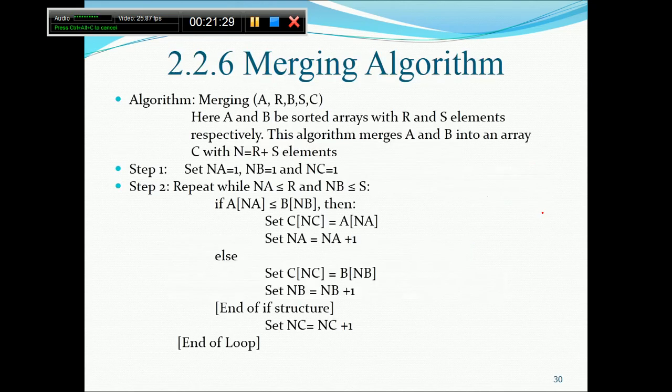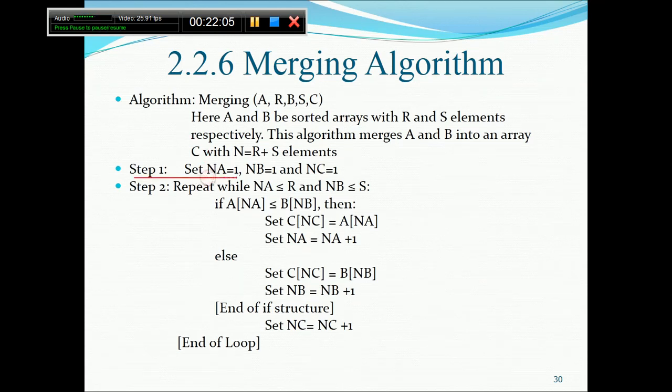Now come to the merging algorithm. For merging, we have A, R, B, S and C. A is the array name, R is the number of elements present, B is again an array, where S is the number of elements present in B, and C is a larger sorted array. Here A and B will be the sorted arrays with R and S elements respectively. This algorithm merges A and B into an array C with n equal to R plus S elements. This algorithm works in the very same manner that we have seen in the example in the previous slide.